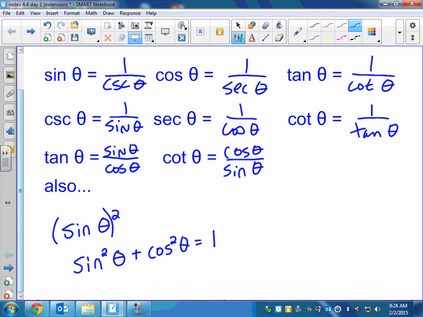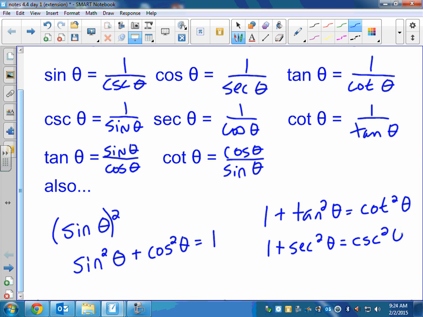What else is there? 1 plus tangent squared theta equals cotangent squared theta. And what are the other 2 that are left? Secant and cosecant. 1 plus secant equals cosecant, I think, squared. I'm going to double check that one. That's always the one I'm the least confident about, after a year off of these.